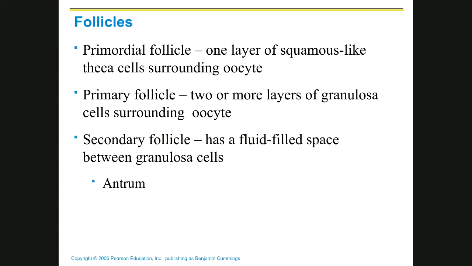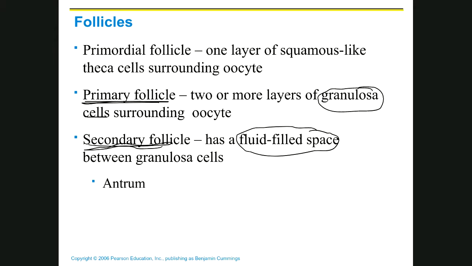So we start out with the primordial follicle, which is one layer of squamous cells. These are the theca cells. But this is going to grow. Well, we don't call it primordial follicle anymore. As soon as it adds another layer of cells, as soon as there's granulosa cells, the name changes. It becomes a primary follicle. It's going to get bigger and bigger and bigger. And then eventually an area filled up with fluid is going to form. And then it's called a secondary follicle. And that fluid-filled space is called the antrum.